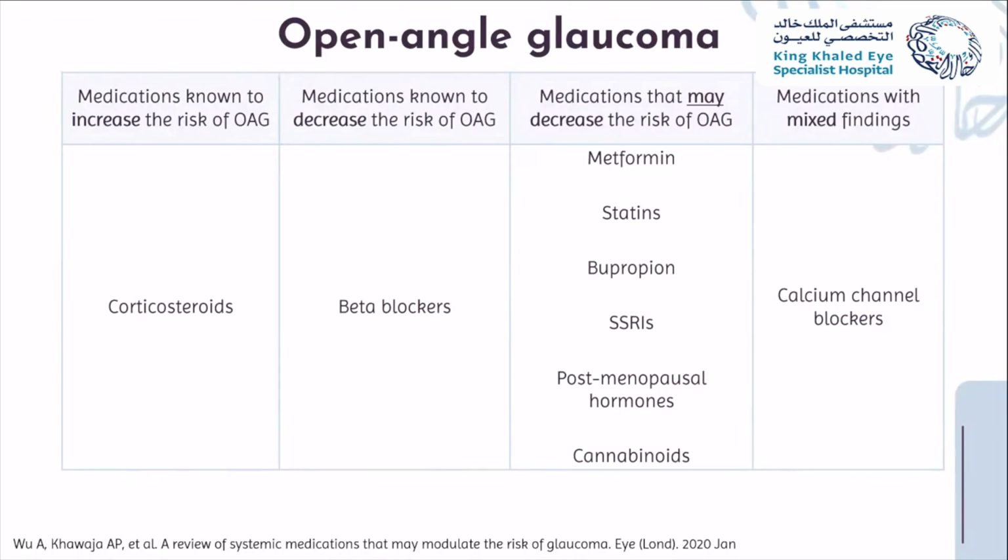We have metformin, statins, bupropion, which is a medication used for depression, selective serotonin reuptake inhibitors, postmenopausal hormone therapy, which is used for postmenopausal symptoms, and cannabinoids. And something interesting is that some medications have mixed findings for open-angle glaucoma, such as calcium channel blockers, which are used for hypertension treatment.